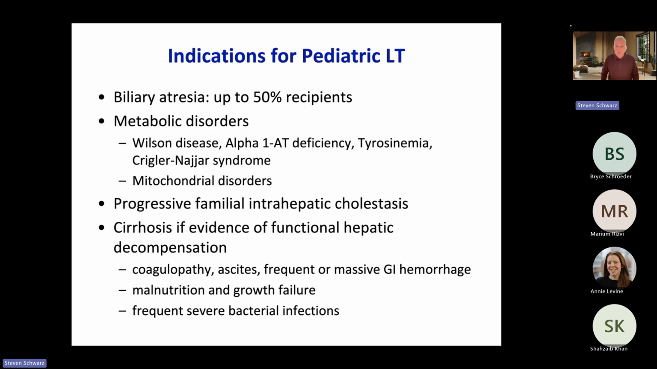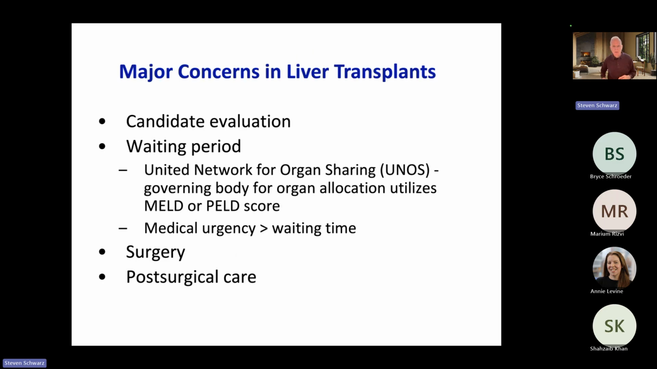Other reasons for pediatric liver transplantation would be the PFIC syndromes, and then those patients with chronic liver disease who develop cirrhosis if they show evidence of functional hepatic decompensation marked by coagulopathy, ascites and hemorrhage, malnutrition and growth failure, and frequent infections. So this is a group where the likelihood of undergoing transplantation will be clearly dependent upon the progression of cirrhotic-related liver disease.